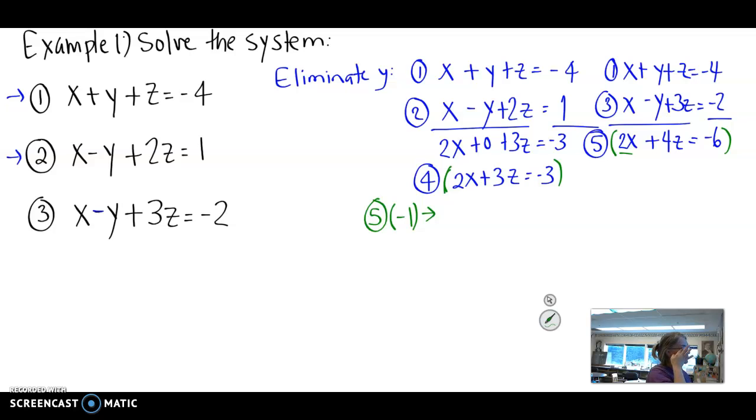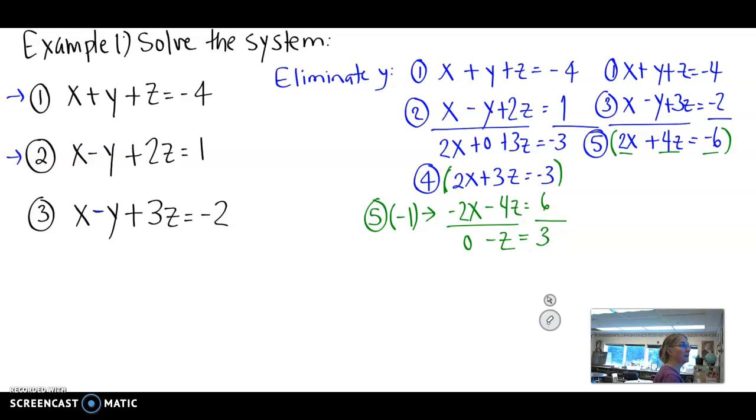So I'm going to multiply every term here by negative 1. So that's negative 2x minus 4z. It just changes all the signs. Equals positive 6. And then I'm going to add, I'll go left to right. 2x minus 2x is 0. You don't need to write it. 3z minus 4z is a negative 1z. And then the constants over here, negative 3 plus 6 is 3.